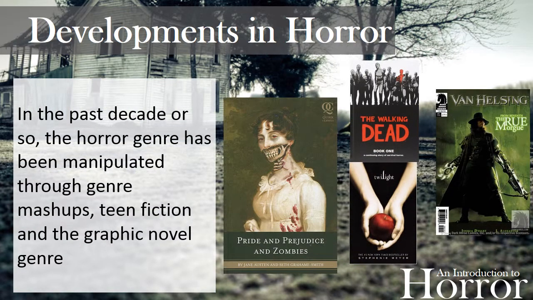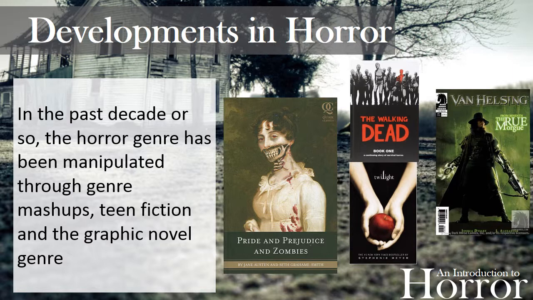So while cinema would have a lot of influence over the kinds of horror that would be created in the 20th century, we've seen stuff happening in the early 21st century and at the end of the 20th century where we've seen the horror genre being manipulated through genre mashups, teen fiction, and the graphic novel. We have Pride and Prejudice and Zombies, taking the classic Jane Austen and mashing it up with the zombie fiction genre. And we have Twilight, which isn't the first, but it's a really significant series that brings the horror genre into the teen romance genre in a really interesting way.